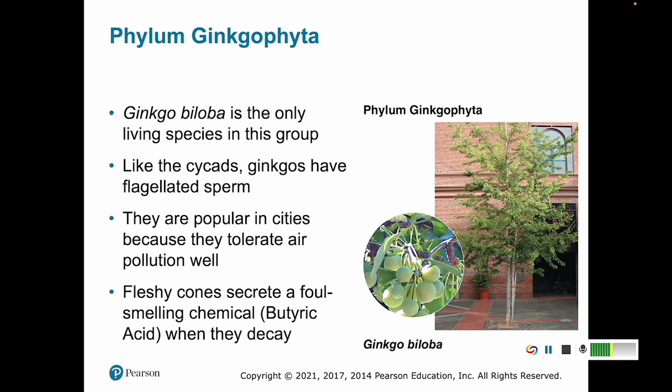Ginkgophyta has 1 species, Ginkgo biloba. They also have flagellated sperm, also like cycads. However, they still don't need that flagella to make them motile because they rely on wind for pollination. They're really good at tolerating air pollution, so they are popular in cities. They produce beautiful yellow leaves during the fall. However, these fleshy cones, oh, they smell so terrible when they decay. It smells like dog vomit when it falls off the tree. It is terrible.